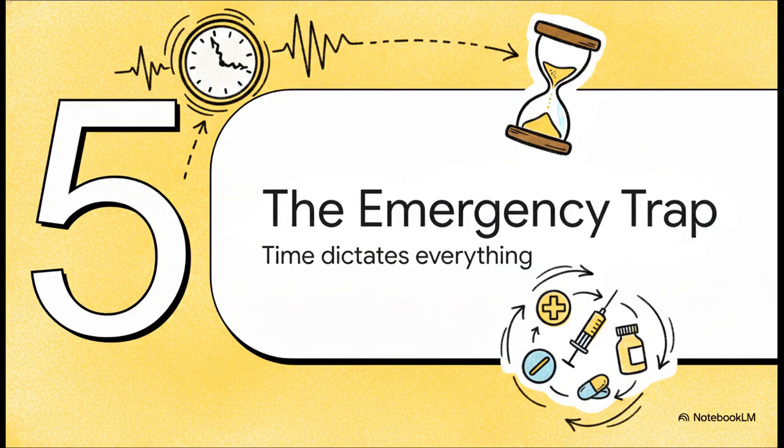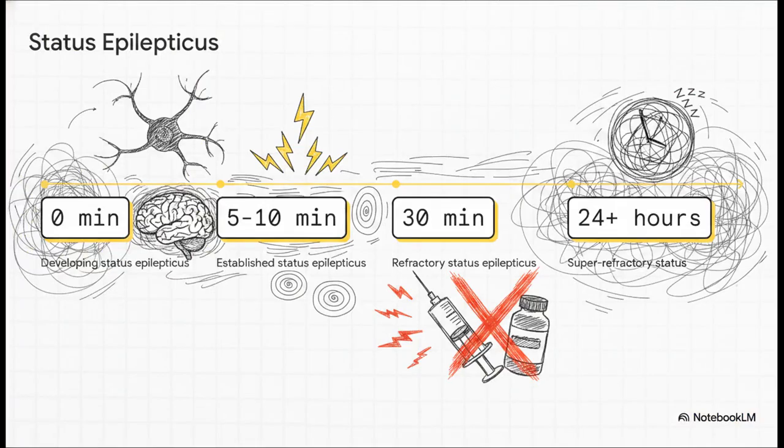Section 5. The emergency trap. This is where time dictates absolutely everything. We need to talk about status epilepticus. It is a true high-stakes neurological emergency, and it follows a strict time-anchored sequence. At 0 minutes, the status is developing.